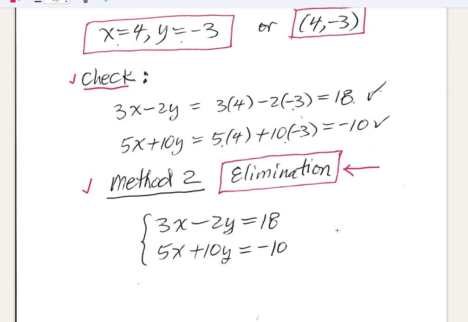Okay, I've got 3x minus 2y equals 18 again. 5x plus 10y is negative 10. Okay, so this is the same system. I'm just illustrating the second method of solution. We better get 4 and negative 3 again, right? Okay, let's see what happens here.